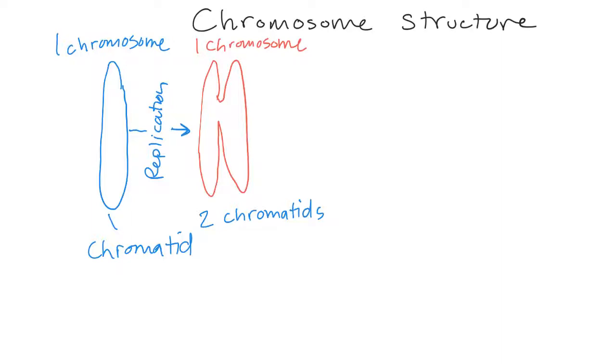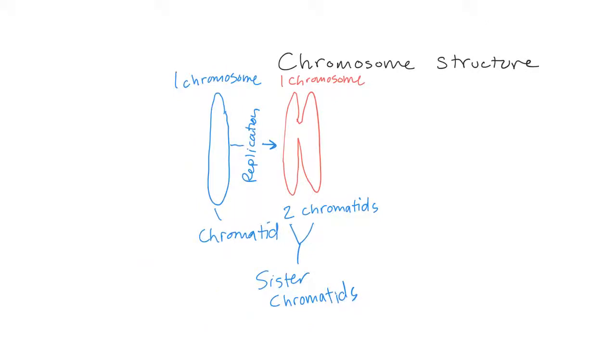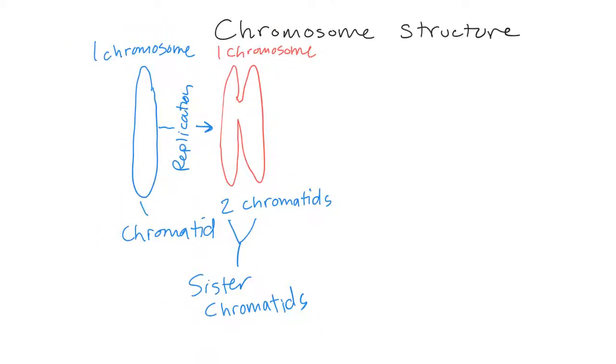Okay, and when the two chromatids are the same, you would call these sister chromatids. And they're the same when they're on the same chromosome. Okay? And this is also called a tetrad. Okay, tetra means four. It has four arms, essentially, which make the X.